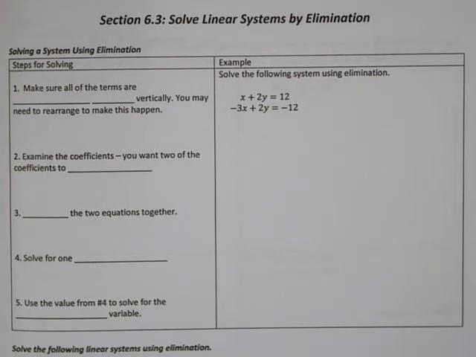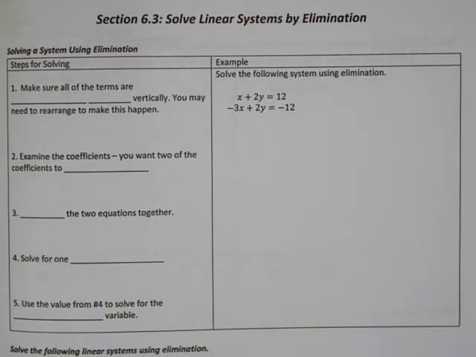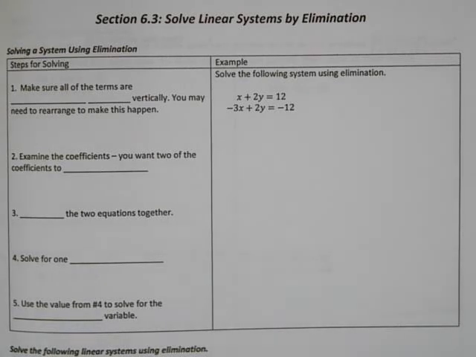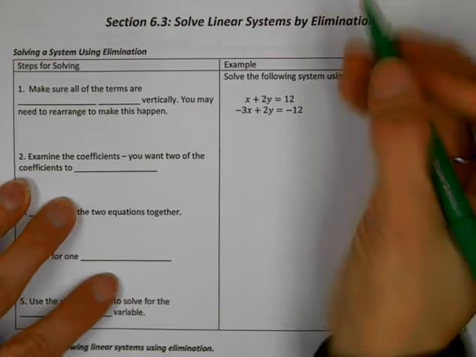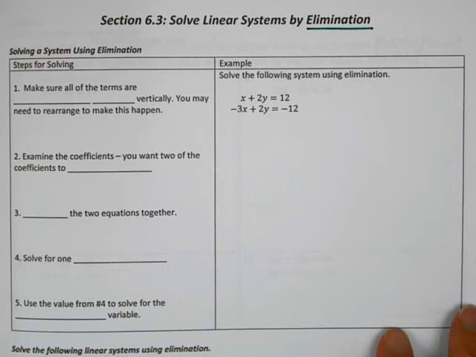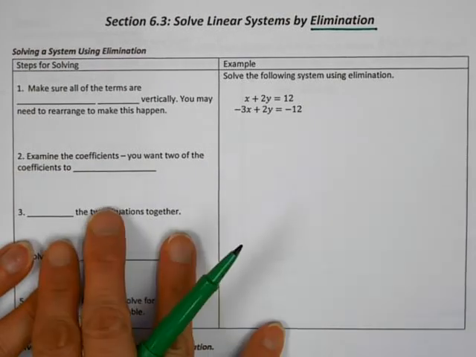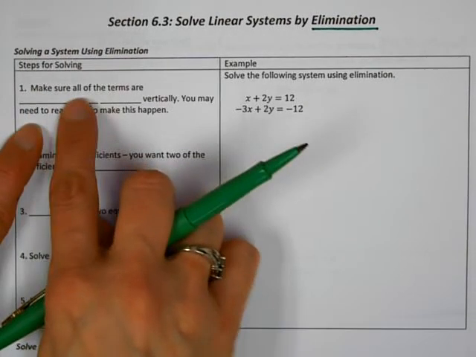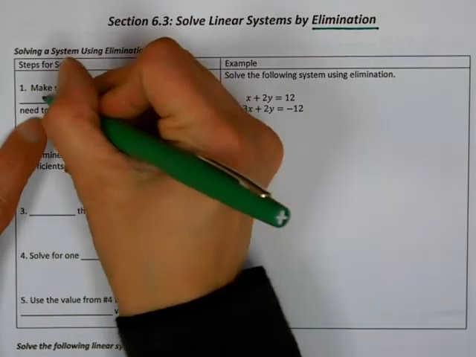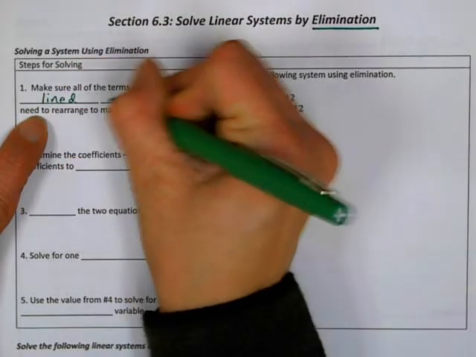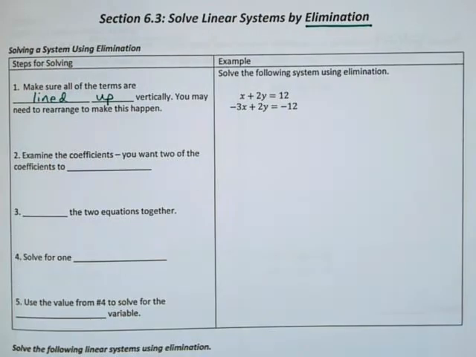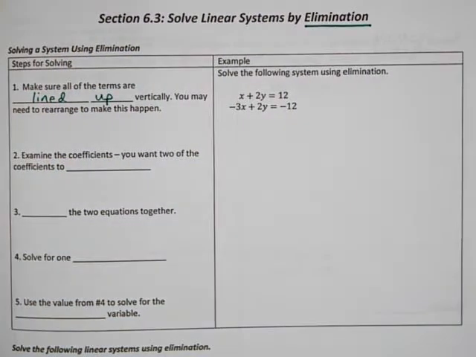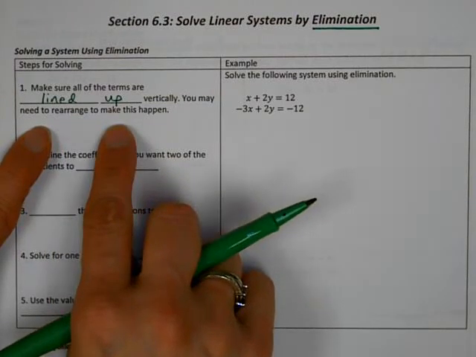Okay, let's continue our study of systems. This is probably my favorite way to solve a system, and it's called elimination. When you're doing elimination, you have to make sure all of the terms are lined up vertically. Make sure that they're all lined up. You may need to rearrange to make this happen.